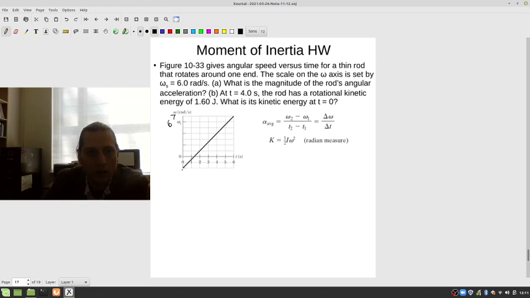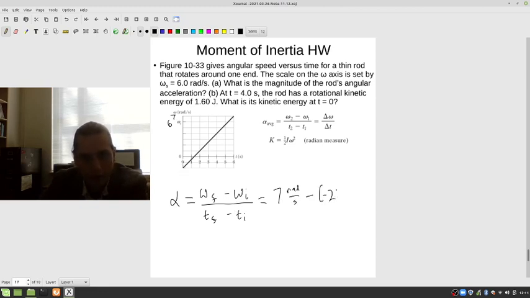Okay, well, I know what my speed is. My angular acceleration is just going to be my omega final minus omega initial over t final minus t initial, just like it would be for regular old acceleration if these were velocities. So my final looks like 7 radians per second minus my initial, which is -2 radians per second, all over how much time did that take? 6 seconds. So this would be 7 minus -2, so that'd be 9 over 6 radians per second squared.